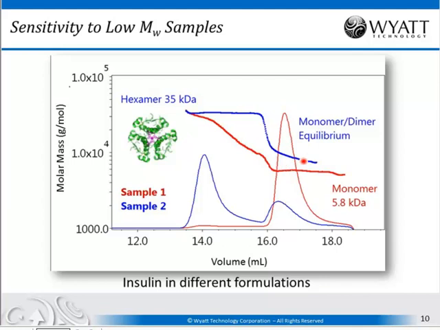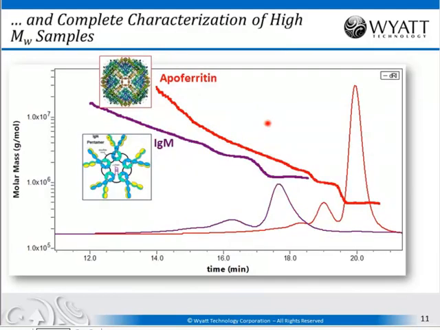And if we look at the molecular weight across this peak, we see that it varies between monomer and dimer, indicating that this is, in fact, the monomer-dimer equilibrium. So very powerful information that we extract from the light scattering, not immediately apparent if you're just relying on elution time. MALS is also used for looking at much larger proteins.